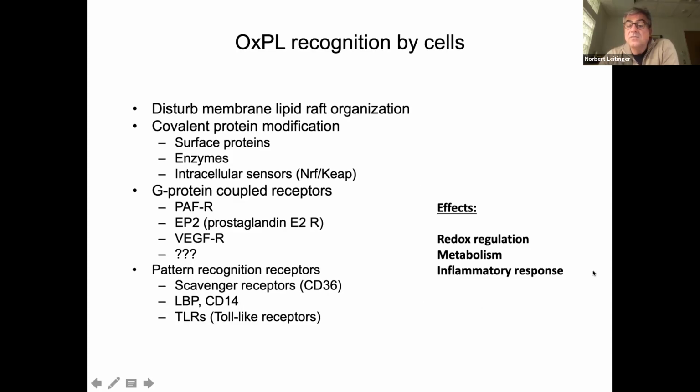Anyway, all these different recognition systems cause certain effects in the cells, and one of the major effects which we observed in all different cell types is redox regulation that's modified by these lipids. There's a change in adaptation in cellular metabolism. And in some cells, you get a modulation of the inflammatory response, sometimes induction of a weak inflammatory response, and a very strong inhibition of an LPS-induced inflammatory response based on the interaction with these co-receptors for toll-like receptors.